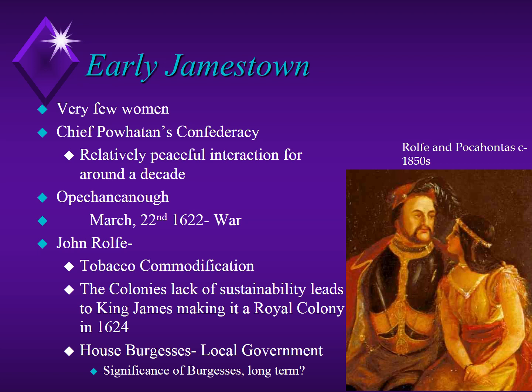John Rolfe, who is depicted here with Pocahontas in the very Europeanized and mythicized, or legendary, I should say, painting, was of course noted for the commodification of tobacco. The colonies were not sustainable, and they found no great treasure, and they found no great Northwest Passage. And so the lack of sustainability not only led King James to make it a royal colony in 1624, but also for tobacco to be promoted as a cash crop, a commodity that could be sold and made profitable.